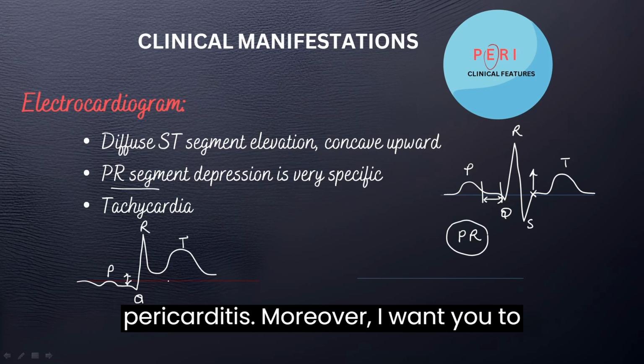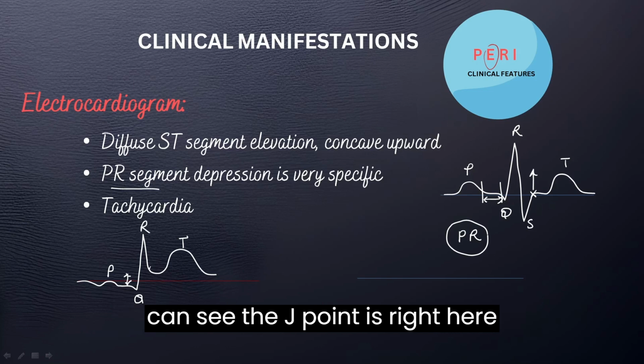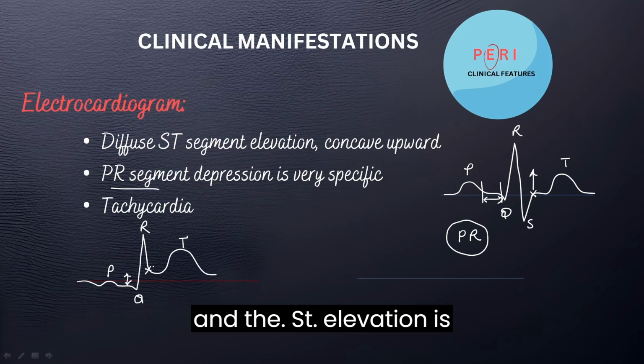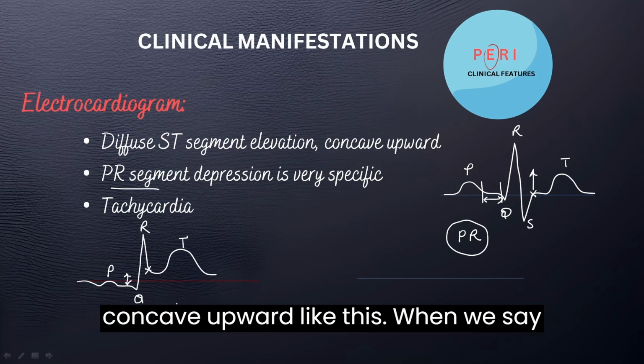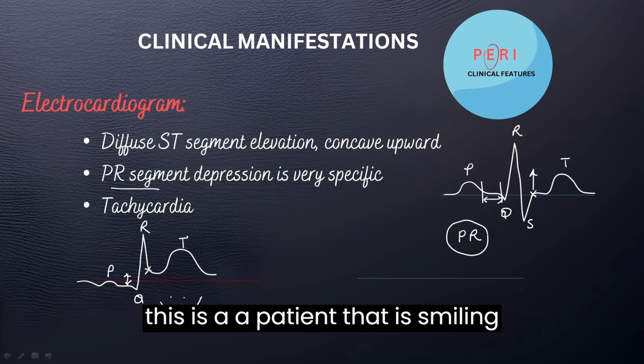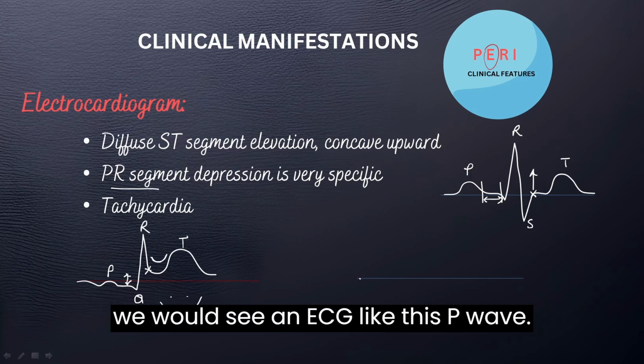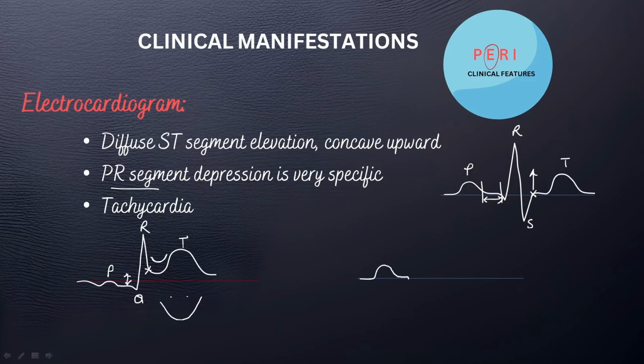Moreover, I want you to take a look at this. The elevation, you can see the J point is right here, and the ST elevation is concave upward like this. When we say concave, it's like a smiley face. Okay, this is a patient that is smiling. Now, in contrast to myocardial infarction, we would see an ECG like this: P wave, Q.